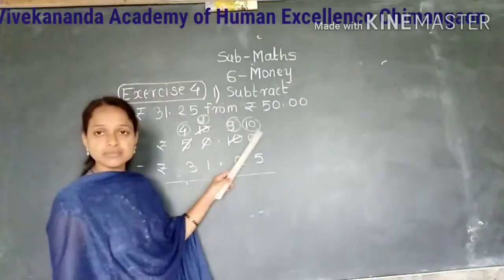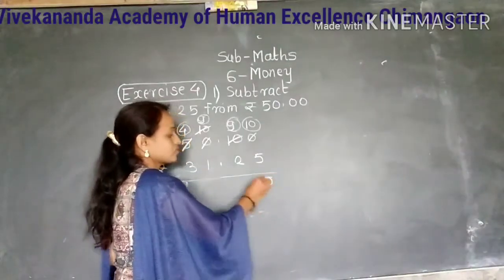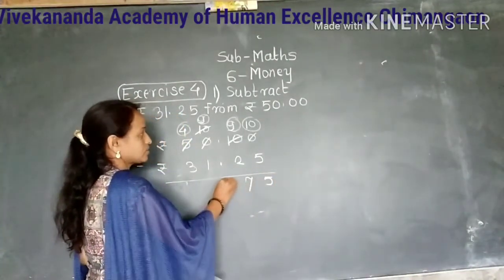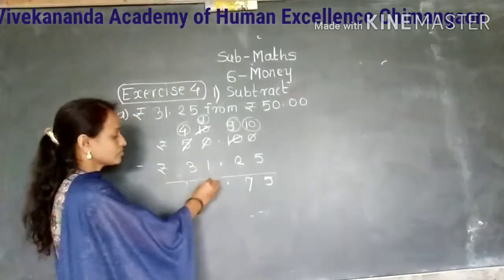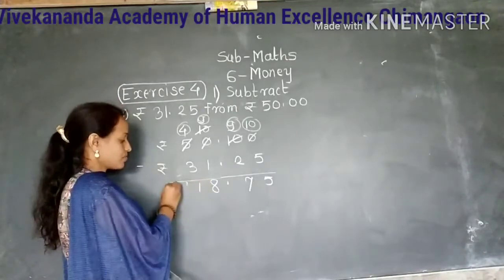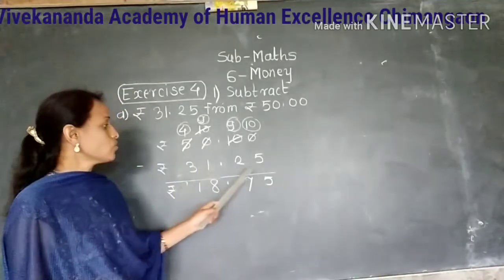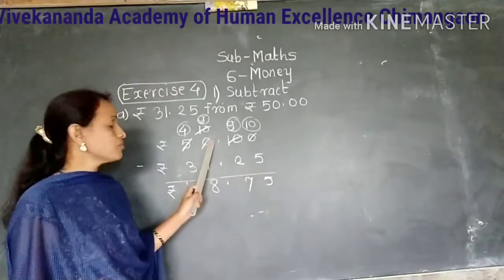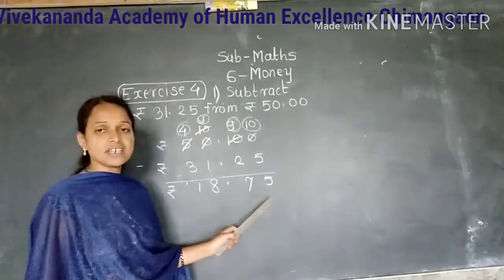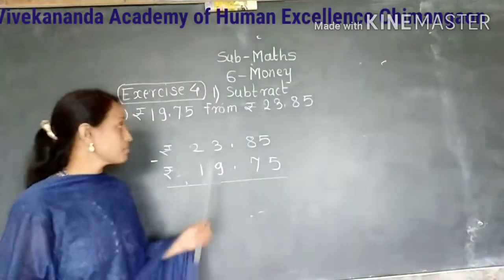Now we subtract 5 from 10. 10 minus 5, 5. 9 minus 2, 7. 9 minus 1, 8. And 4 minus 3, 1. So here we subtract 31.25 rupees from 50 rupees. We get the answer 18.75 rupees. Okay. Next example.